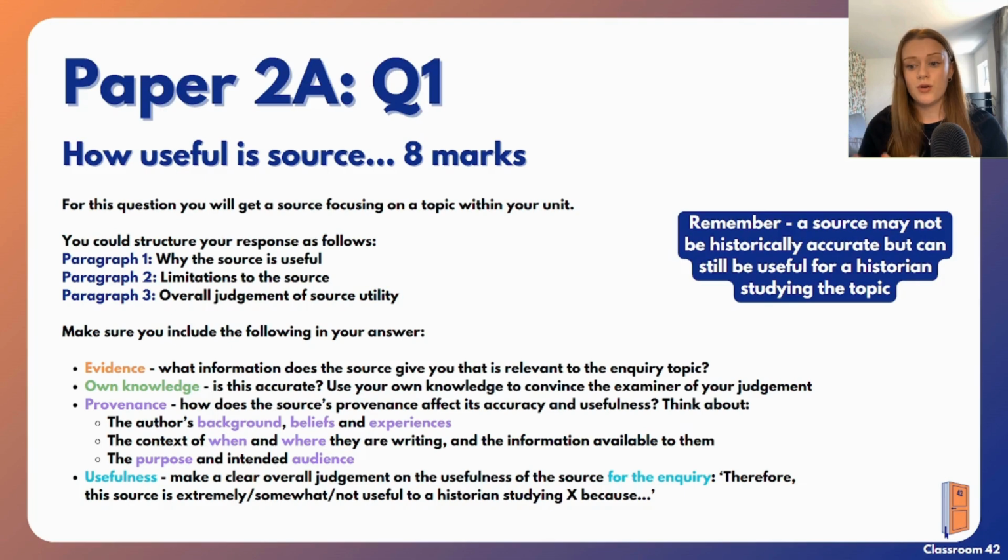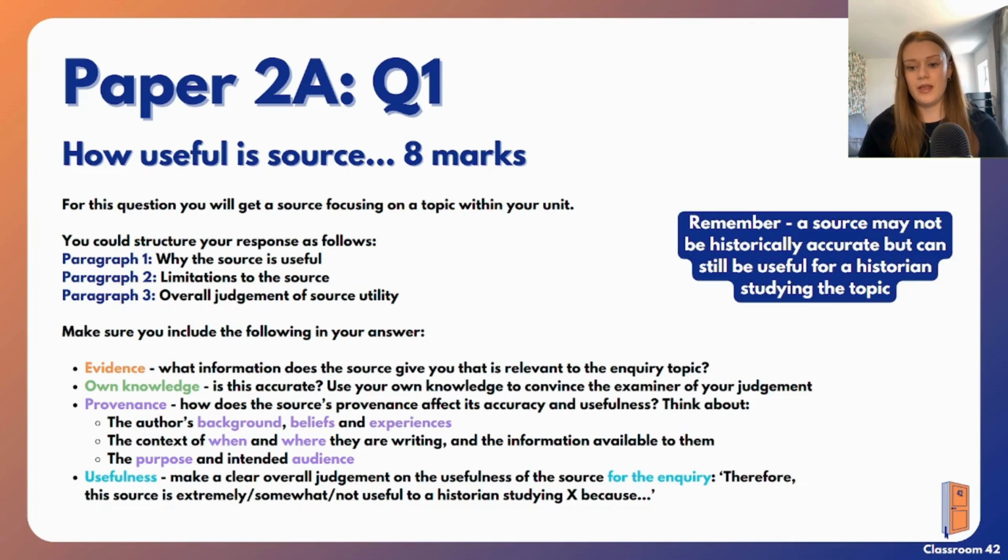So how does the source's provenance affect its accuracy and usefulness? So good things to think about are the author's background, beliefs and experiences. So whether the author has certain political views, whether they had a particular job role that might affect how their opinions would be. There's all sorts of different things that might affect the author's opinion in that sense. Then we can look at the context of when and where they are writing or publishing and the information available to them.